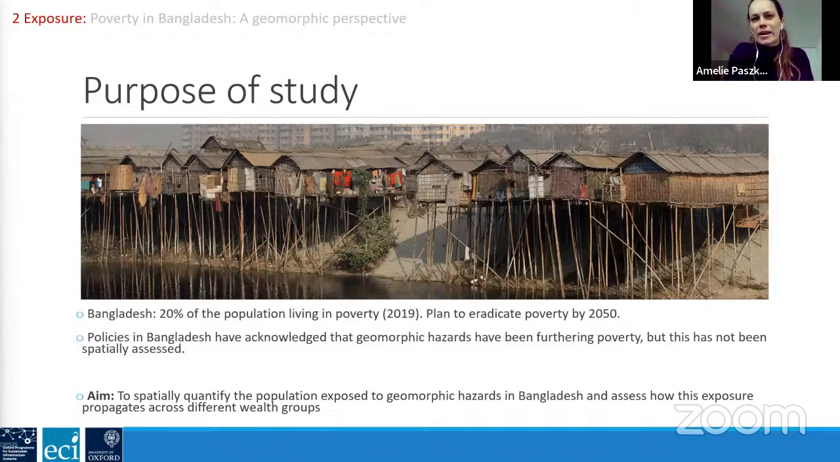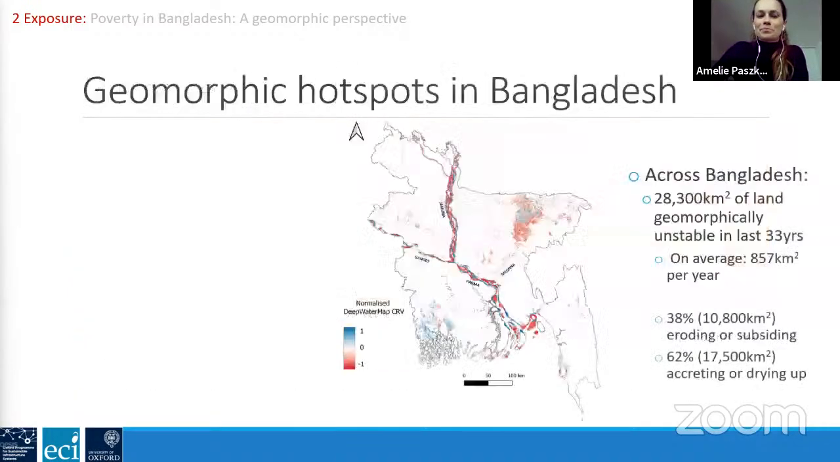And as far as I'm aware, this is the first time that geomorphic processes are being linked with poverty and societal welfare anywhere in the world. So I'm very excited about this piece of work, and I'm looking forward to getting it finished as well.